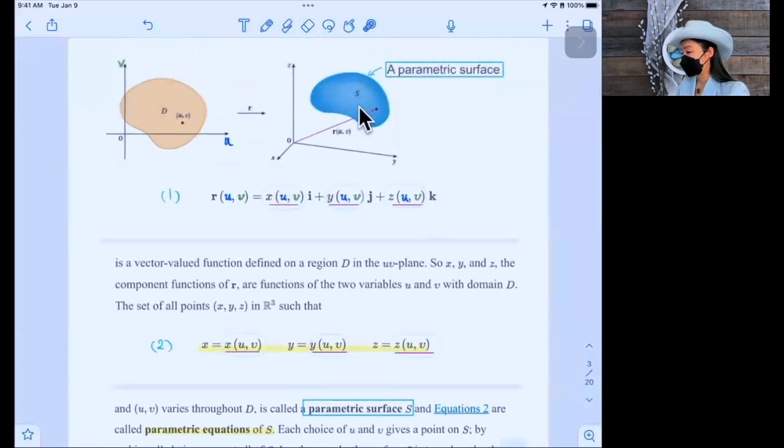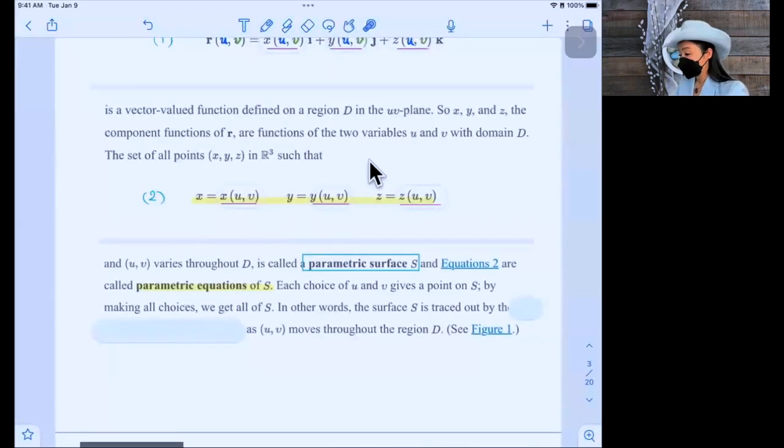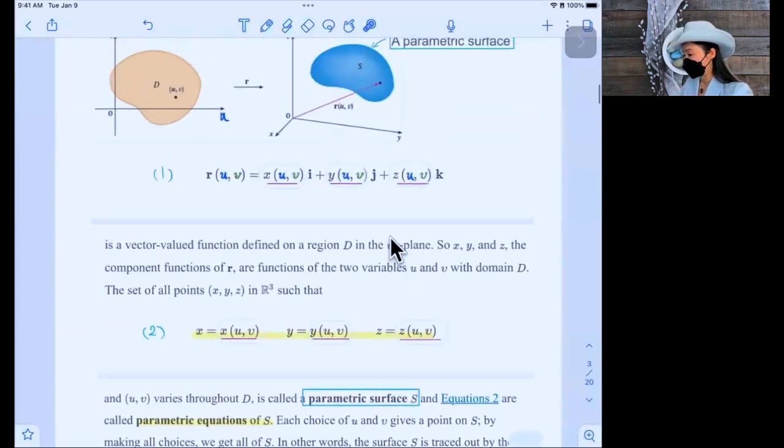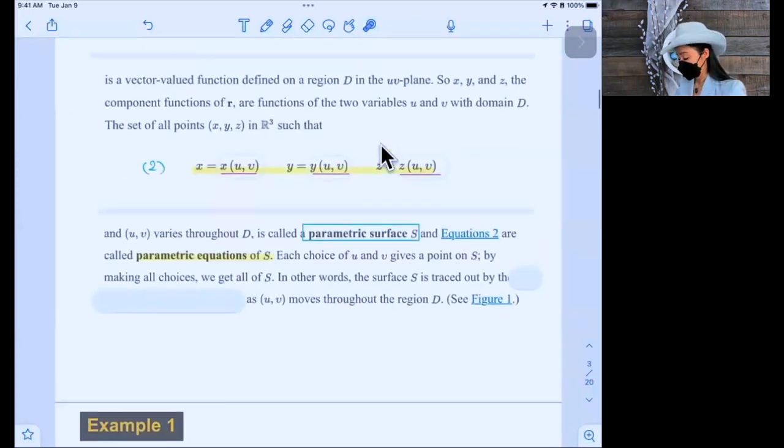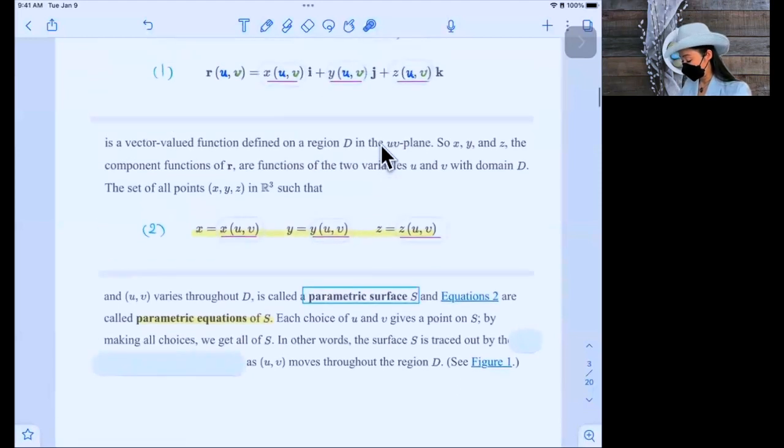This three equation over here, those are called parametric equations of the surface, okay, of this S over here. So this one over here is called the vector function, and then these three are the parametric equations of the surface. So try to think about it this way.